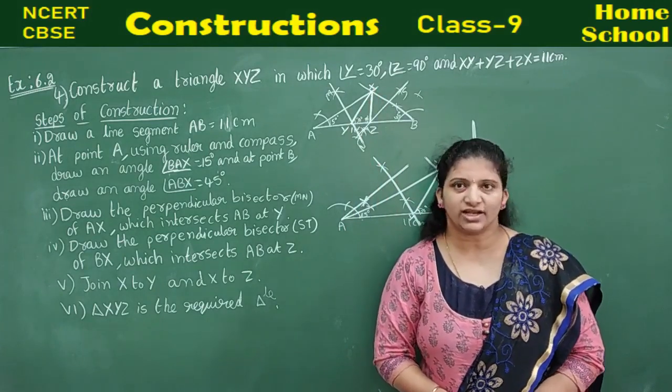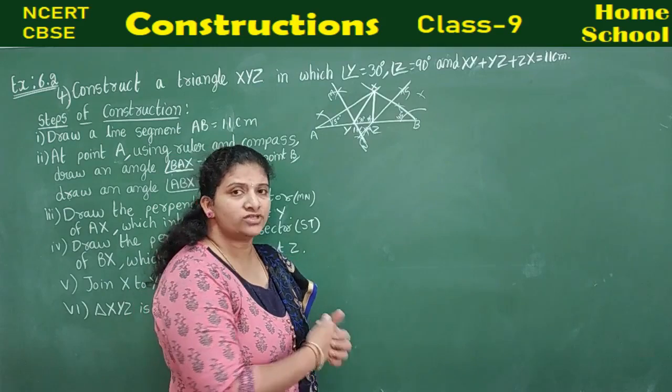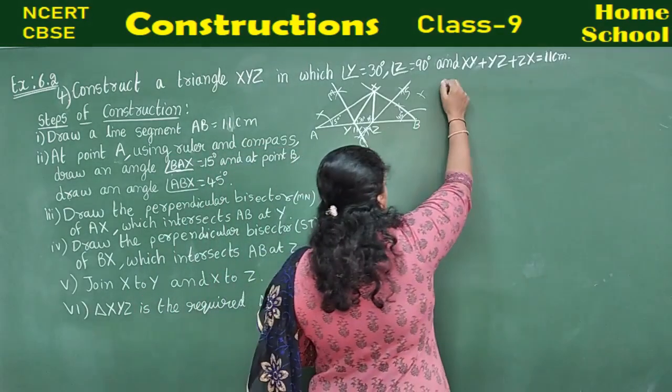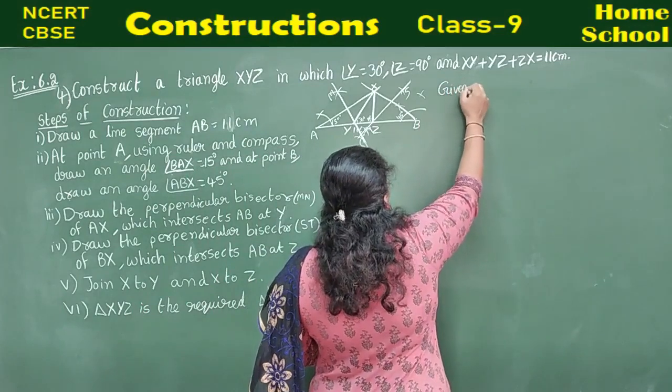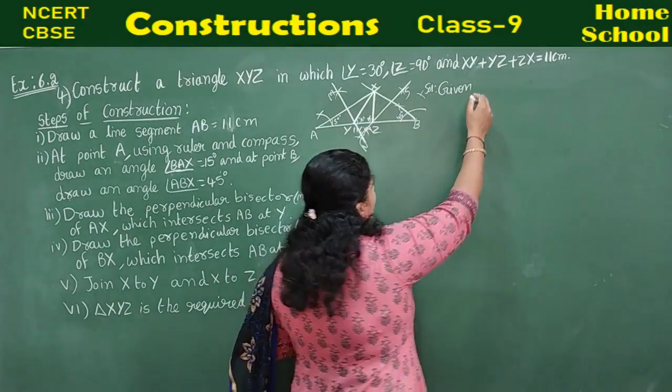Let's see now the original construction. Okay, let's start our original construction. Before starting this, we are going to write the given data. What is given here? Given, solution. First write this, children, then you go with the steps.